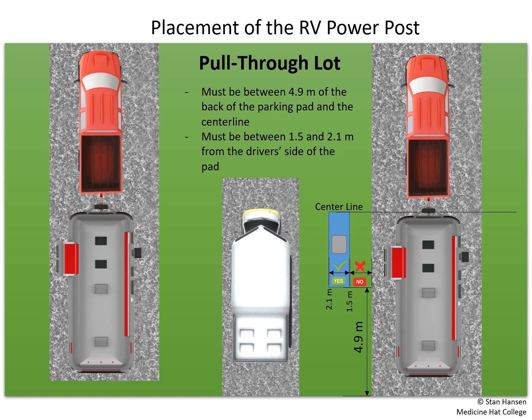Our last type of lot is a pull-through lot. With a pull-through lot, we must be within 4.9 meters of the back of the parking pad and the center line. So now we want to have that power post closer to the center of the lot, but behind the center line. It must still be located between 1.5 meters and 2.1 meters from the driver's side of the pad. This way we can accommodate as many different possible units as we can for this type of pull-through lot.